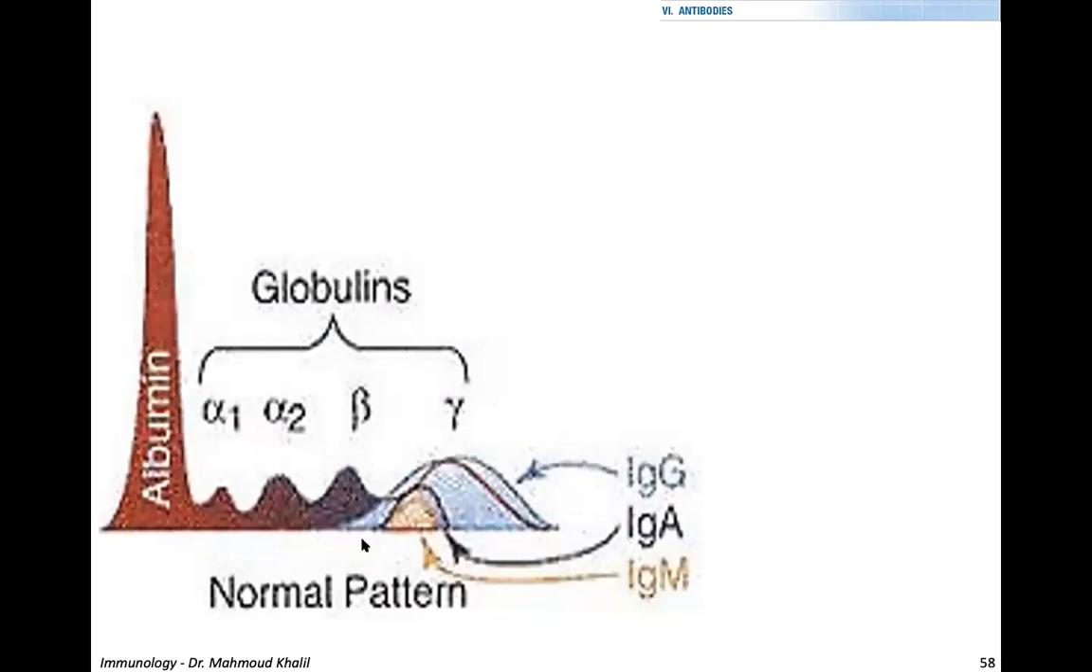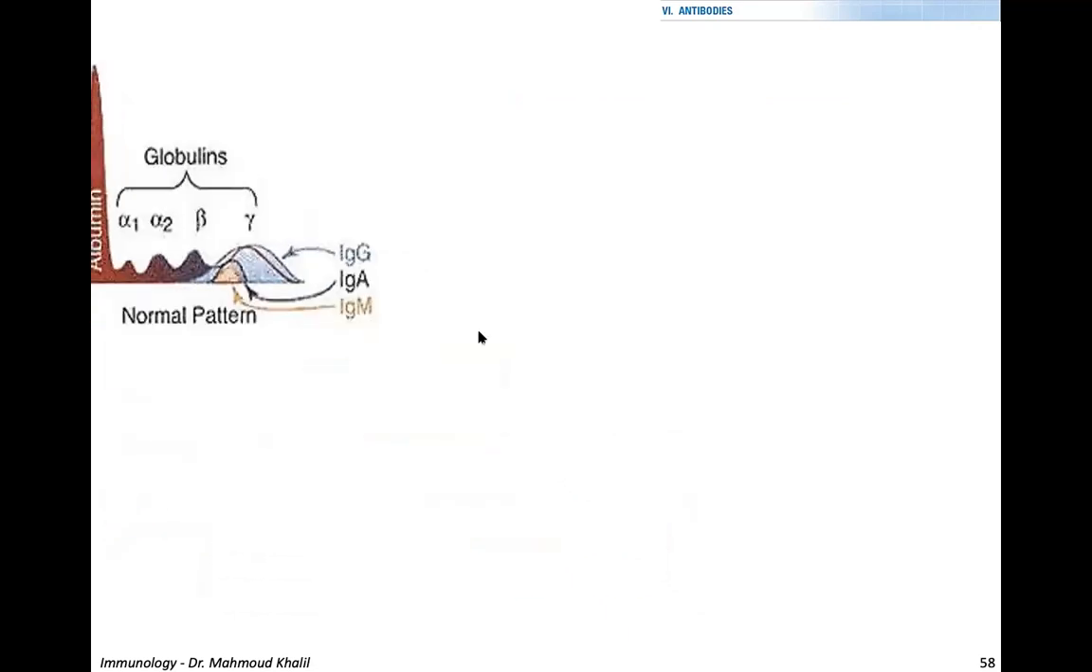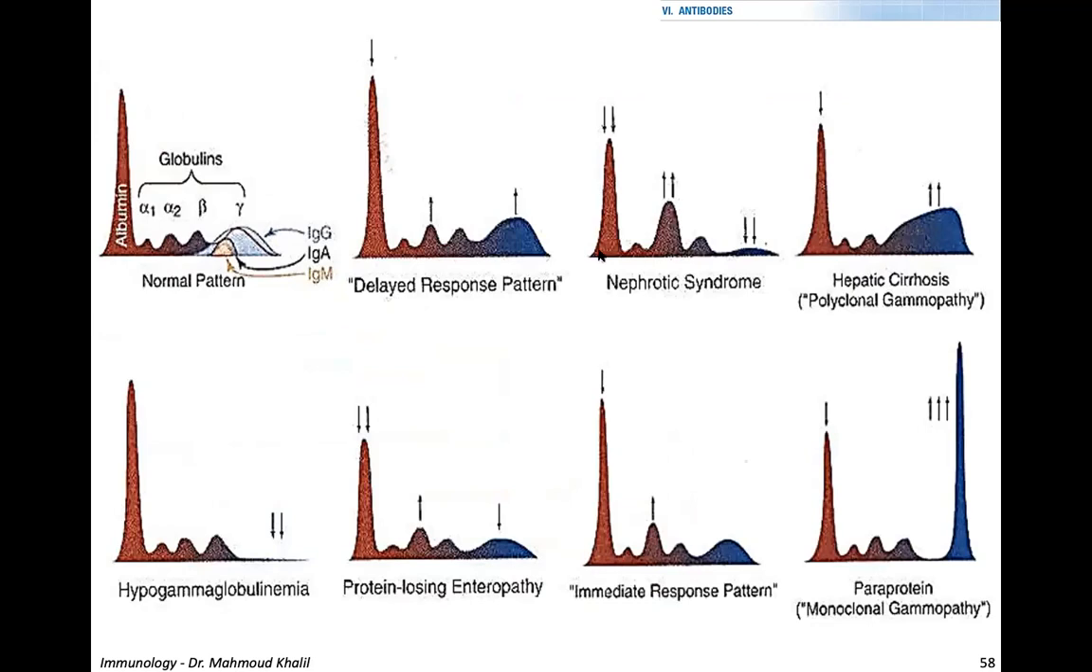And here as well, this is a normal pattern. You can see the albumin and the different fractions. And this is gamma as well, showing the IgA, IgM, IgG. And of course, when you compare this for different cases, you can see how this pattern is dramatically changed with different disease conditions. For example, in nephrotic syndrome, the albumin fraction has decreased while the alpha-2 globulin has increased. While in cases like delayed response pattern, you can see how the pattern has changed.